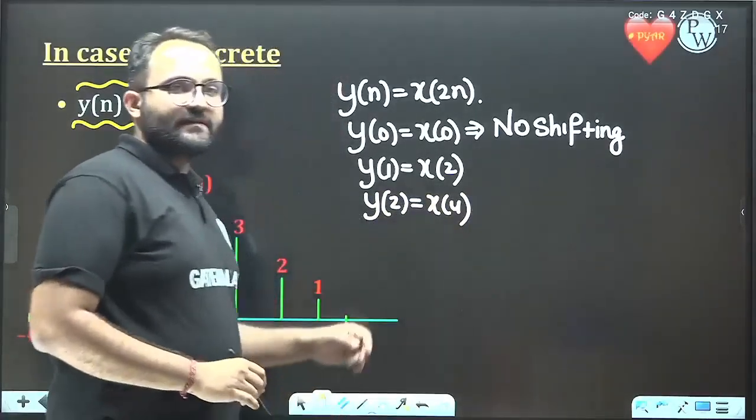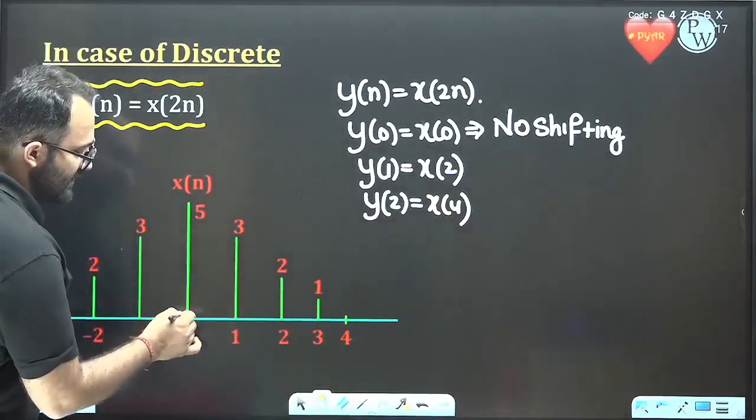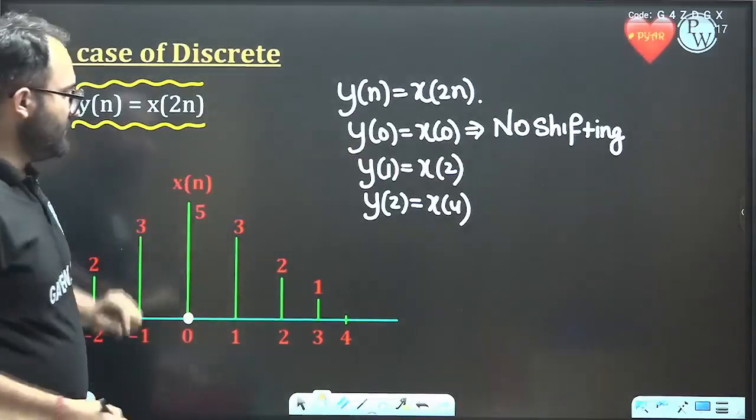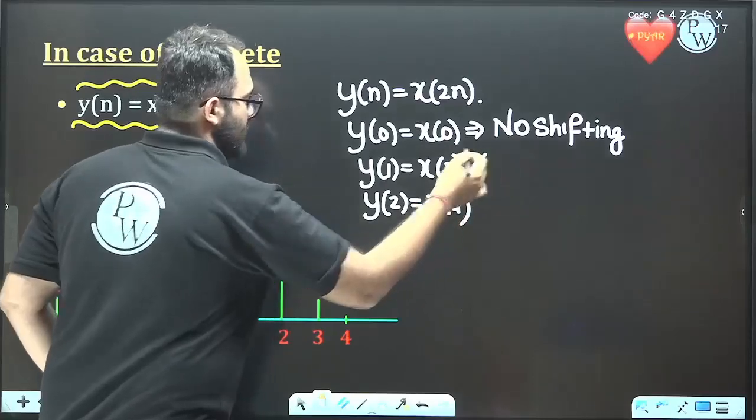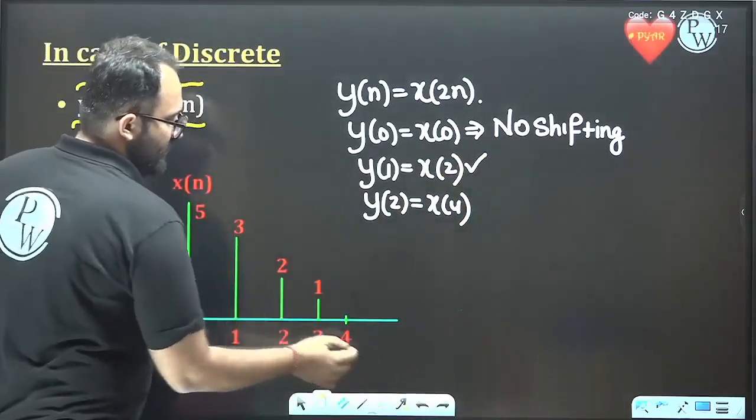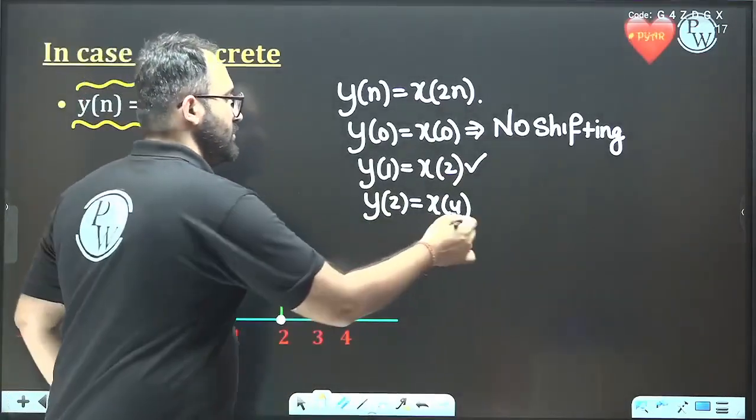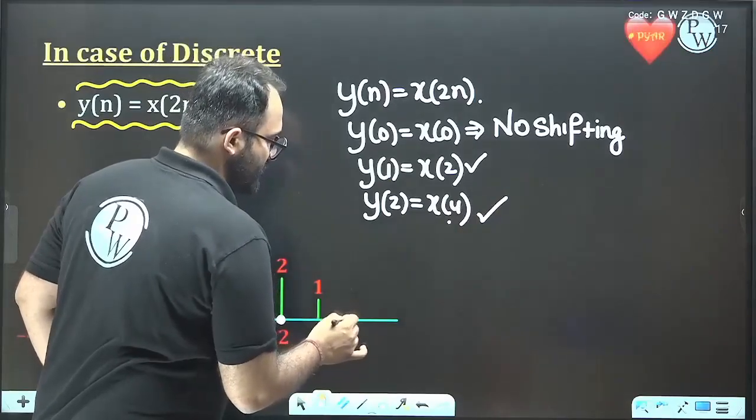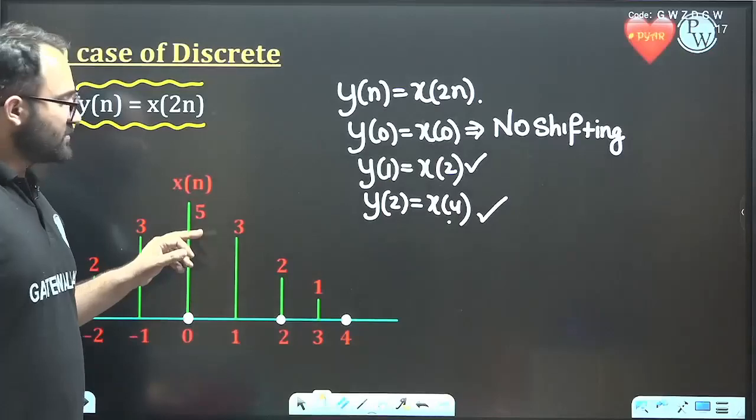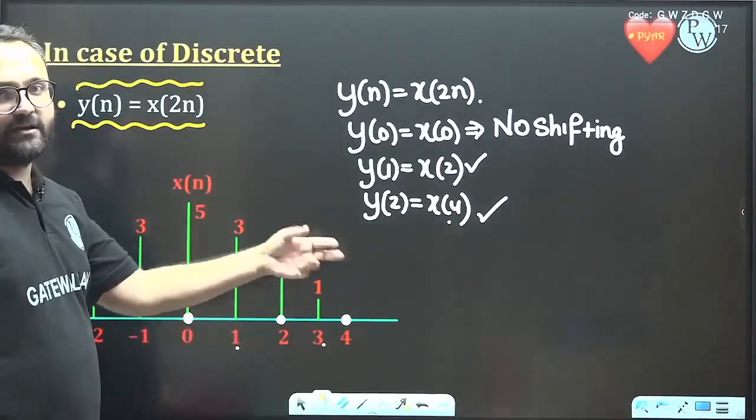So we can see that we are getting only the even samples. We are getting the zero sample going to yn, then the second sample x2, then the fourth sample. So we are missing the odd samples. We are missing the first sample, the third sample, and so on.